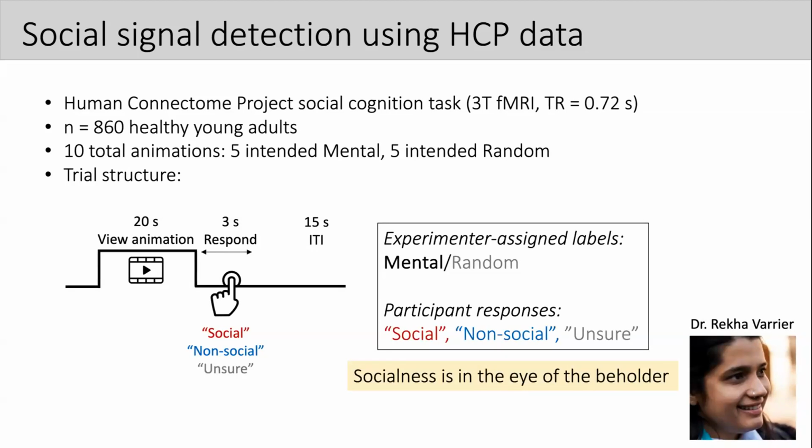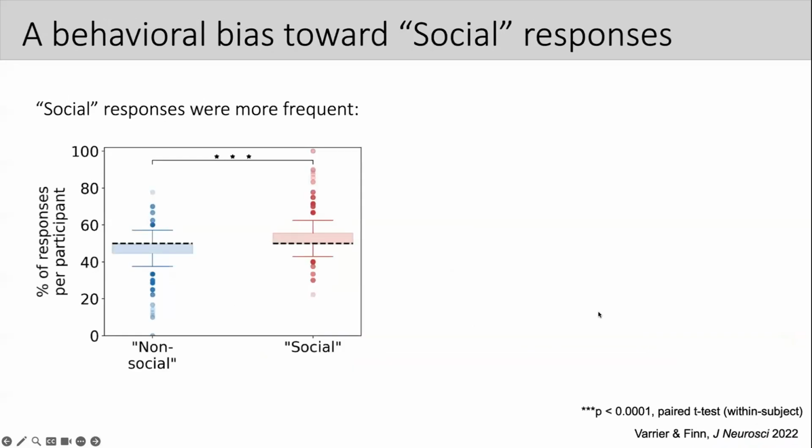So for this project, just a little bit of terminology. We're referring to the experimenter assigned label, so the intended category of the animation is mental and random. But in this analysis, we are taking the perspective that socialness is in the eye of the beholder. So you're not classifying animations by what the experimenters intended them to look like, but rather by what people actually reported perceiving. These three possible responses here.